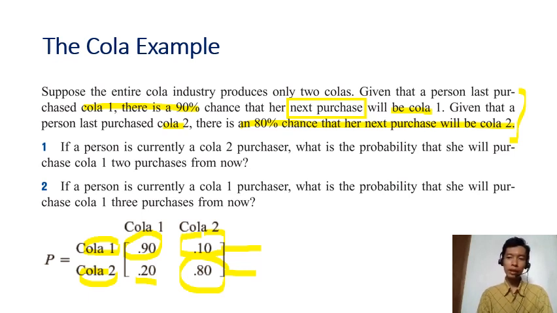Now, if we look at the questions, the first question says 2 purchases from now, so we need to solve the 2-step probability. The second question asks 3 purchases from now, so we need to solve the 3-step probability. Let's see how we can do that.